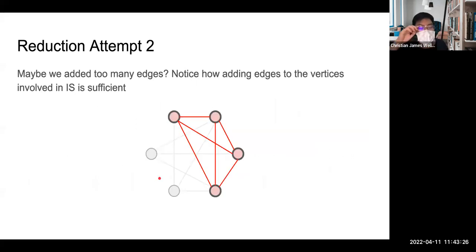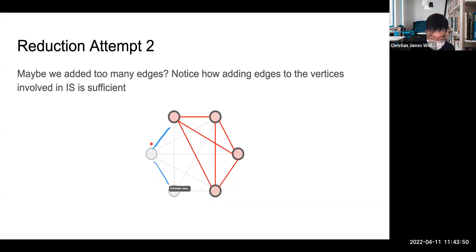Okay, so attempt 2. I'm showing why this other attempt also doesn't work. Maybe if you think about it, we are adding too many edges. Now it becomes a clique everywhere. Notice how we only needed to add edges to the vertices involved in the independent set. If that's sufficient, then just add the edges here. We don't need to add them over here.